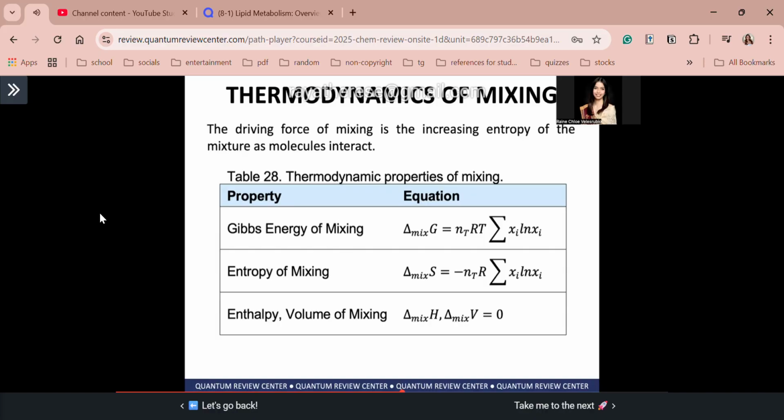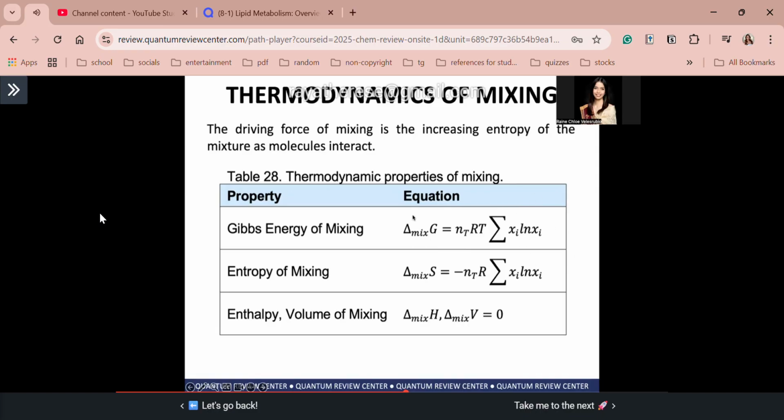So, we have here the Gibbs energy of mixing. First, the Gibbs energy of mixing, itong equation niya, delta mix G is equal to n_T R T times the summation of X_i ln X_i. So, when you say X_i, guys, that is the mole fraction, okay, of your components, i, okay? This tells us the energy change, okay, when you mix two or more substances, okay? So, two or more substances represented by i, okay?